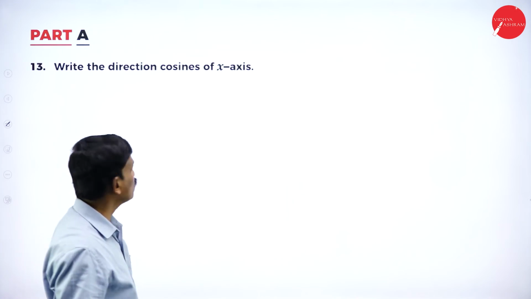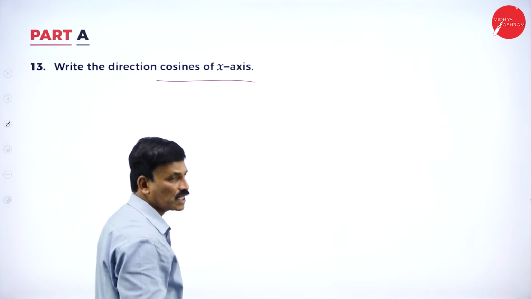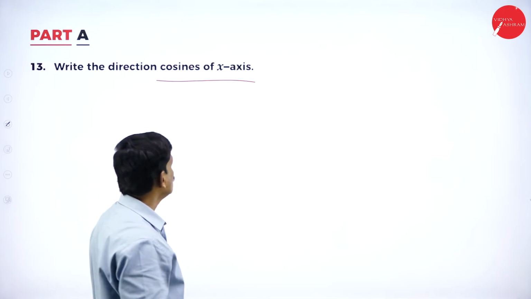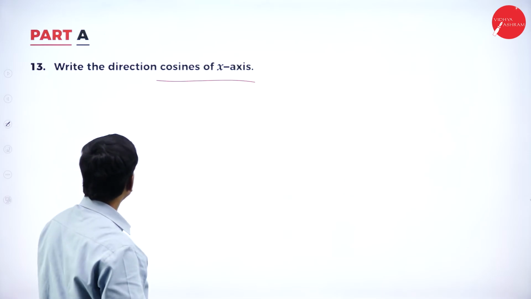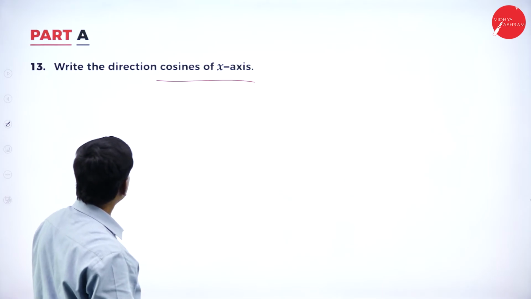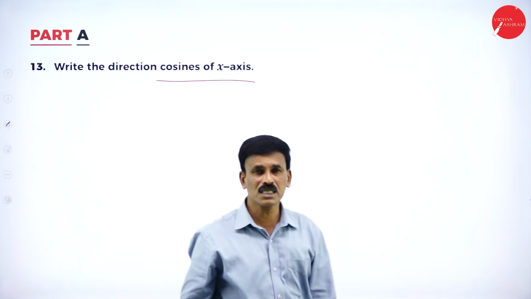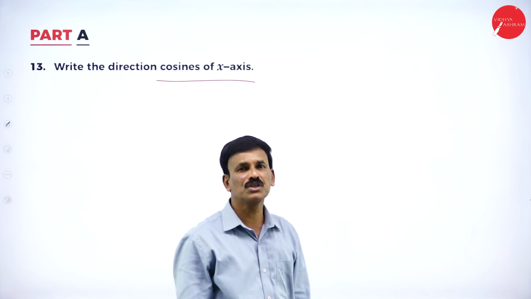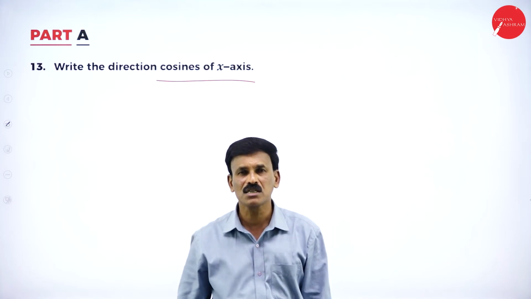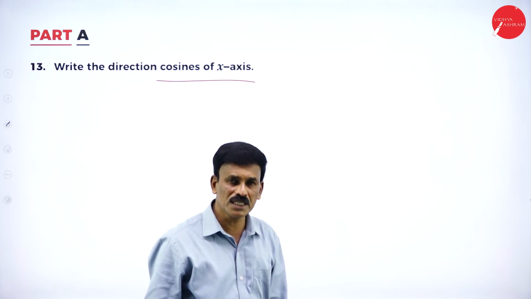This is a very important problem. Question number 13. Find the direction cosines of x-axis. This is from 3D geometry. So, to find the direction cosines of x-axis, suppose a line cuts the x-axis at an angle of 0 degrees, 90 degrees and 90 degrees. Alpha is equal to 0, beta is equal to 90, gamma is equal to 90 degrees.